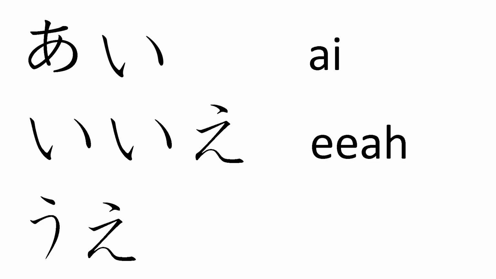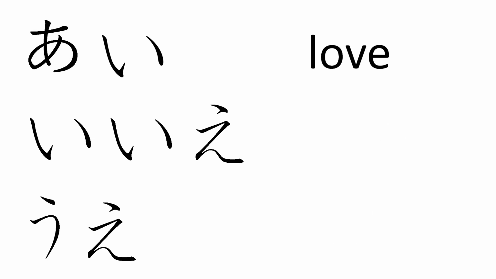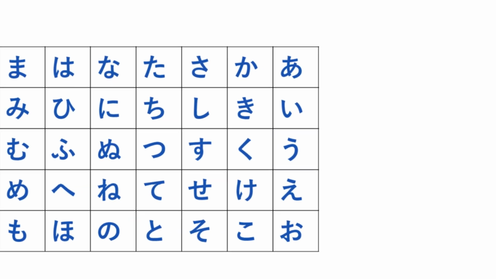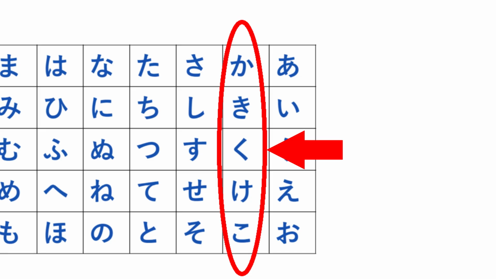Now if you combine A and I, you get AI. If you combine I and E, you get IE. And with U and E, you get UE. They respectively mean love, no, and up. Let's move on to the characters with K in them. Ka, ki, ku, ke, ko.